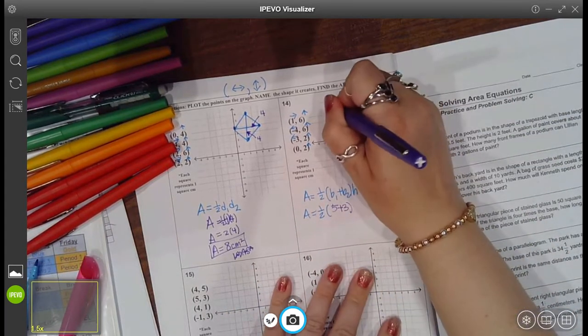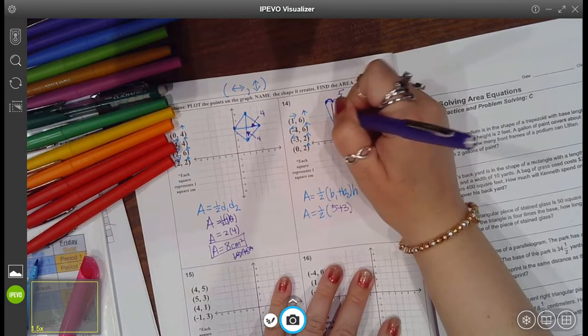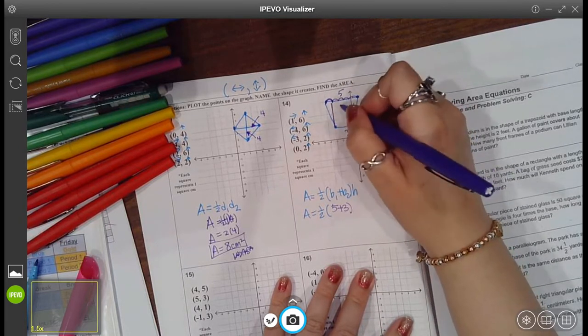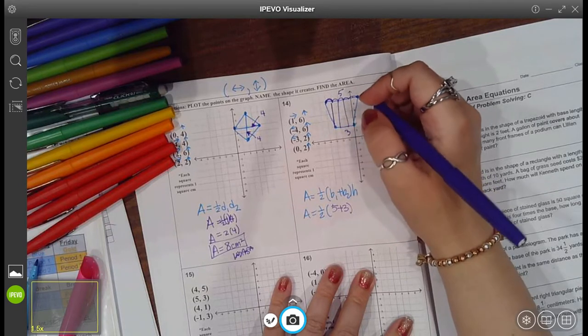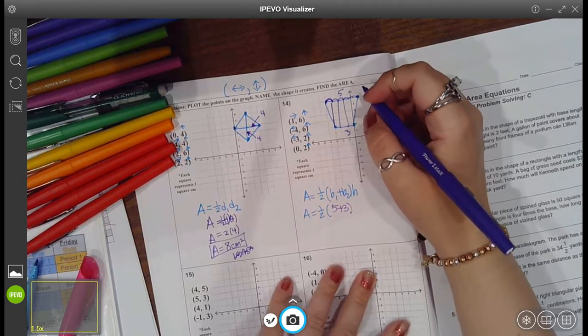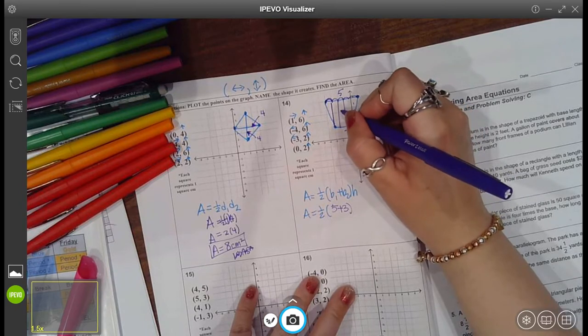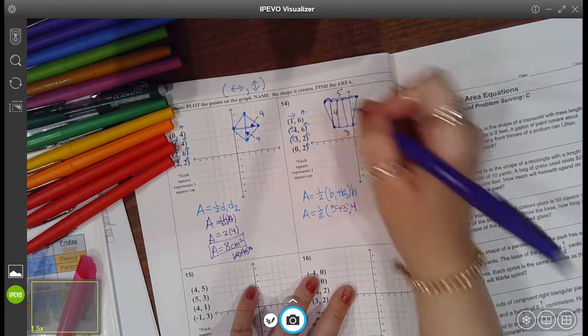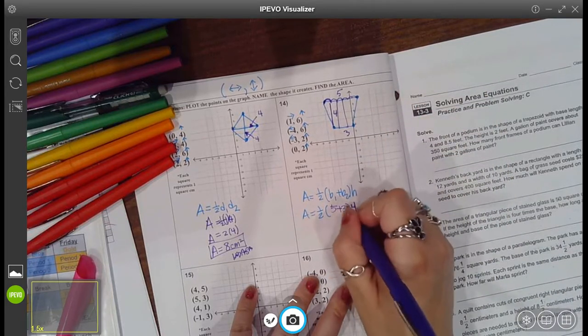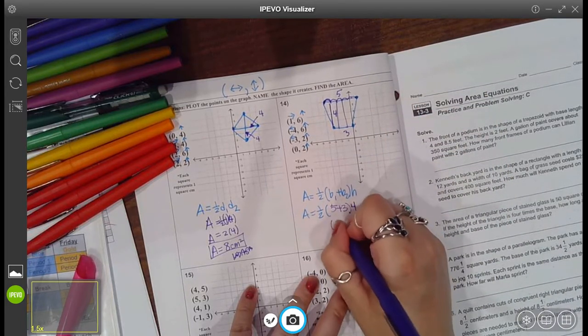Now my height is the perpendicular distance, so straight up and down. And it doesn't matter. I could have drawn it here or here or here. It's just the straight perpendicular distance that separates your two bases. So what is that? It's 1, 2, 3, 4. So it has a height of 4. Inside parentheses first, let's simplify that. You get 8.